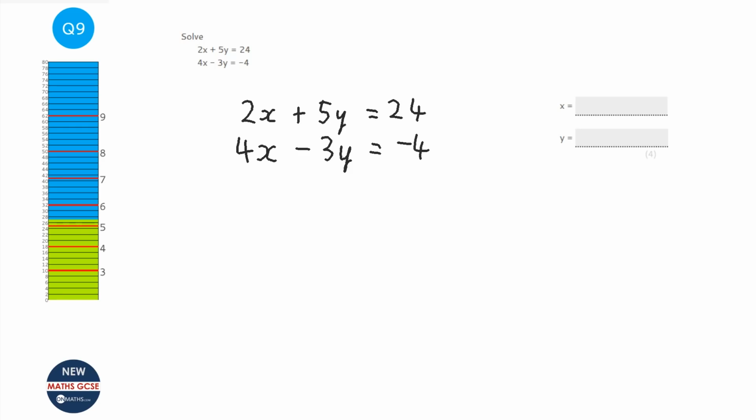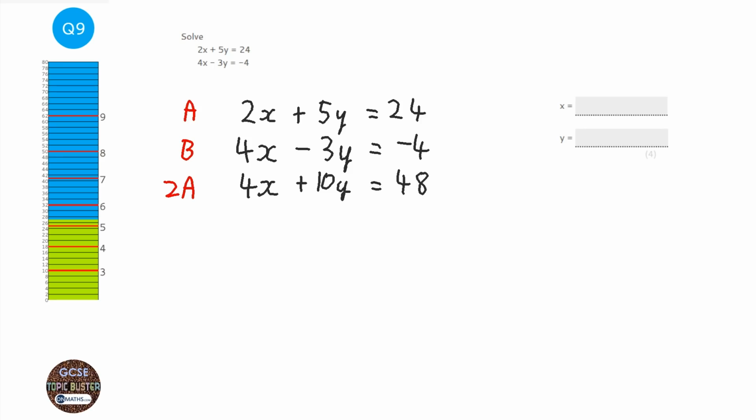The first thing is I need to get either the x's or the y's to have the same coefficient, so the number before them needs to be the same, ignoring signs. I'm going to label these a and b. Looking at this, if I double a, then the x's would become the same because they both have a coefficient of 4. So I'm going to write 2a. I'm going to double everything in a. So double the 2x to make 4x, to make the x's the same. Double the 5 before the y, so that's 10y now. And double the 24 to make 48.